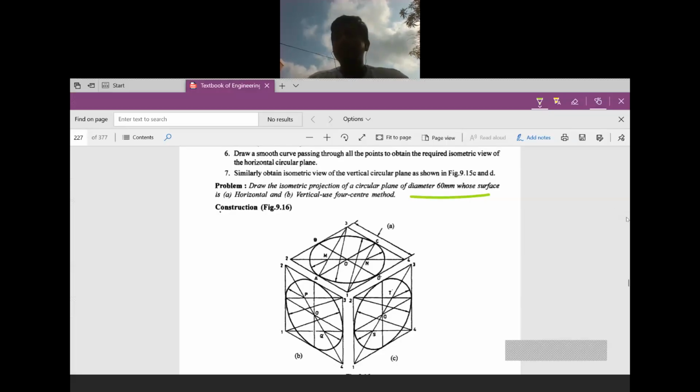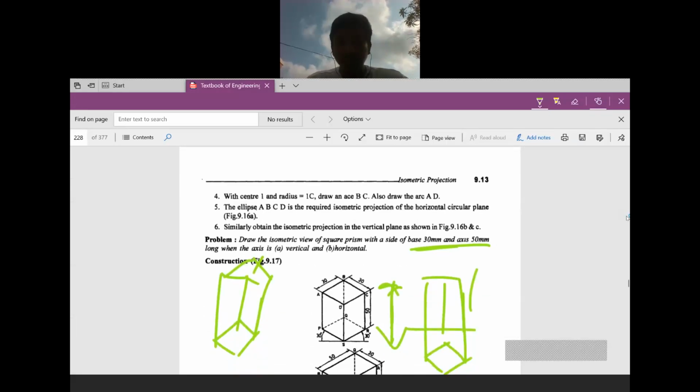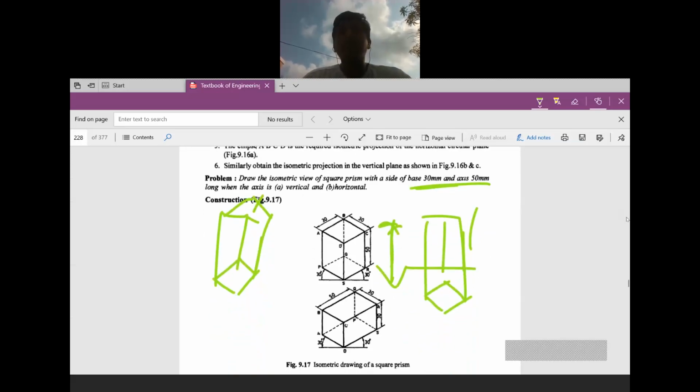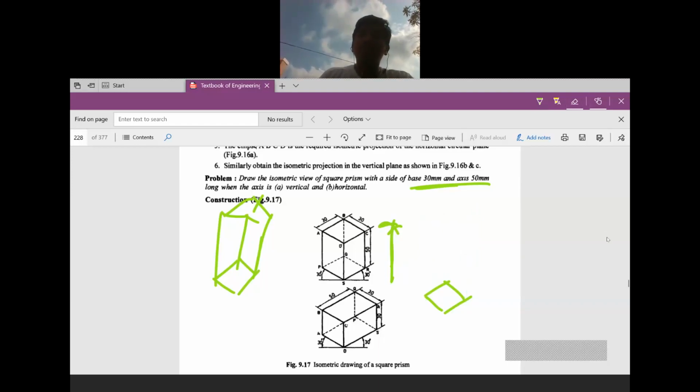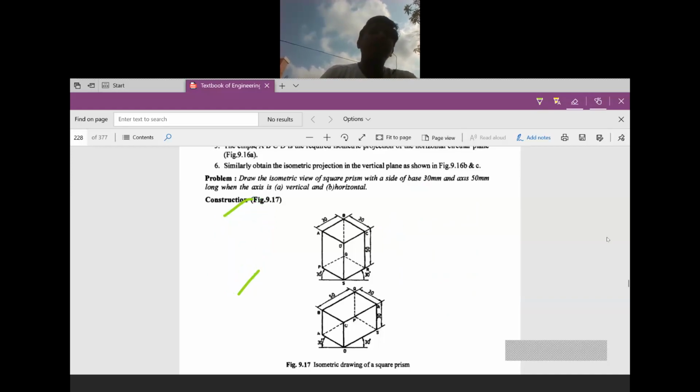And the next topic is: draw the isometric view of a square prism with a side of base 30 mm, axis 50 mm long. Here you need to draw the isometric view of a square prism. Do you know how to draw a square in isometric projection?